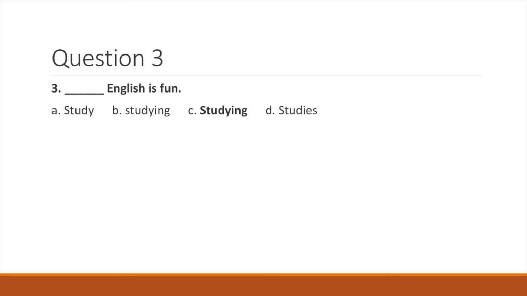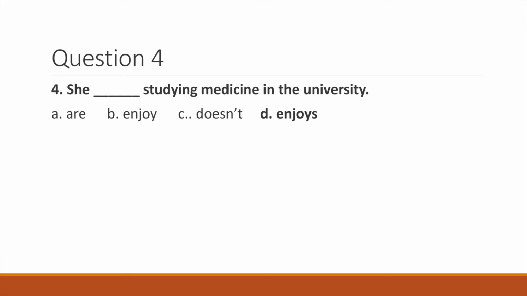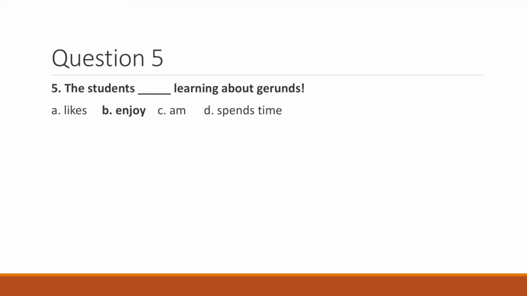So, question 3. Blank English is fun. Again, here we want to use the gerund as the subject of the sentence. At the beginning of a sentence, we have to remember we need a capital letter. So C, studying, is the correct answer. Question 4. She blank studying medicine in the university. Here we have she as the subject, so we know we need the verb with an S, and D is the correct answer. Enjoys. Question 5. The students blank learning about gerunds. Again, in this sentence, we have the plural subject, the students, so no S on the verb. B is the correct answer.